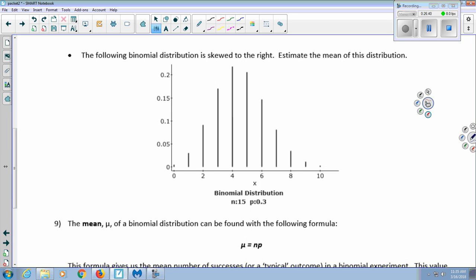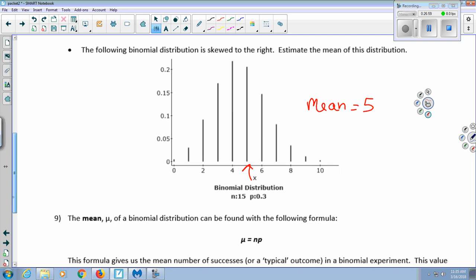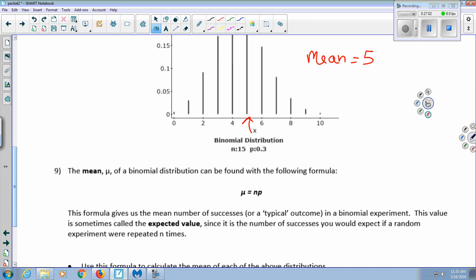Estimate the mean of this. One more time, we're trying to estimate the mean. It looks like the balancing point might be around here, close to 5. So let's check this with our actual formula. The mean of the binomial distribution can be found with the following formula. The mean is n times p. So it's the number of times you do your fixed trial times the probability of getting a success. In this case, mean equals n times p, 15 times 0.3 is equal to 5. So the mean is in fact 5.